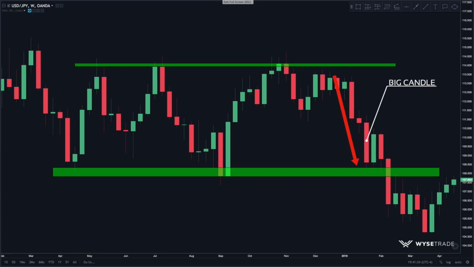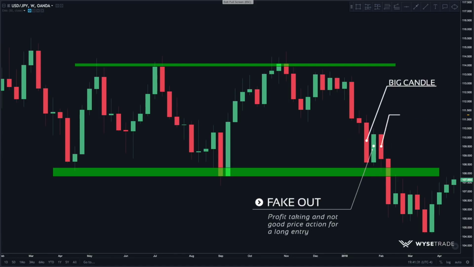Here is another mistake beginner traders make as they see this small green candle, which is just some sellers taking profit, but it is then followed by another bearish candle before breaking right through, meaning that there was no buy opportunity at this level of support.